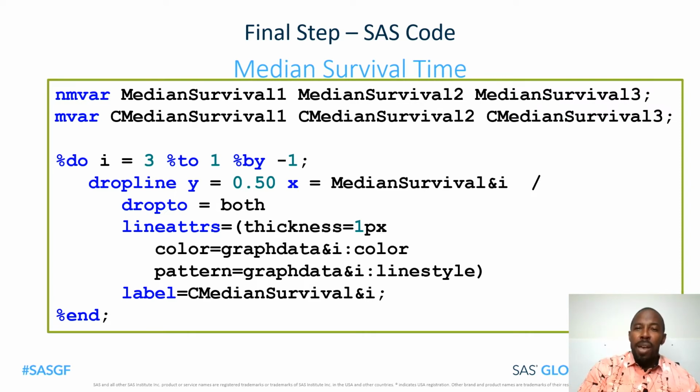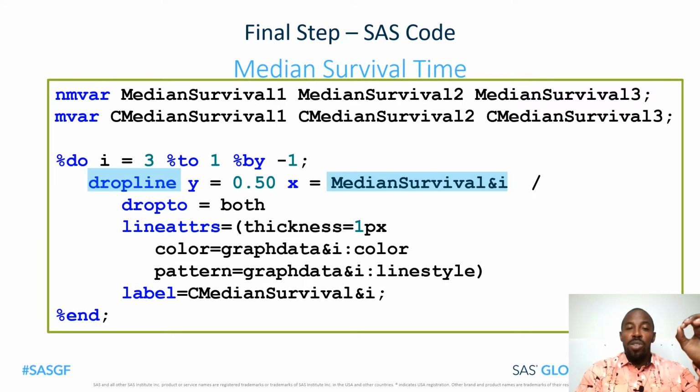You may wonder why a numerical token was created. Numerical tokens were created because the dropline statement, which was subsequently used, expects a numerical value instead of a character value within the X argument and also within the Y argument. The dropline statement produces the horizontal and vertical lines representing the median survival time.